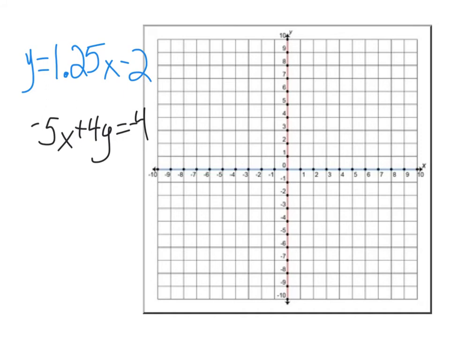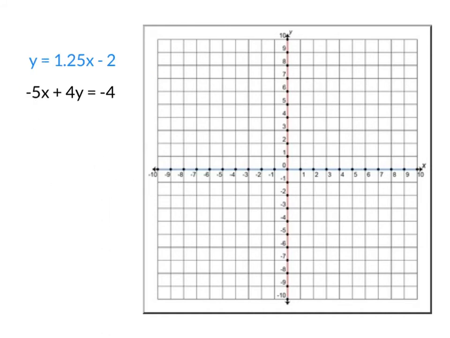That looks really bad. -5x. Y'all might can hear Jake watching TV in the background. I apologize if that's distracting to you. 4y equals -4. Okay, I feel better about that now with it typed instead of handwritten because my handwriting was terrible.